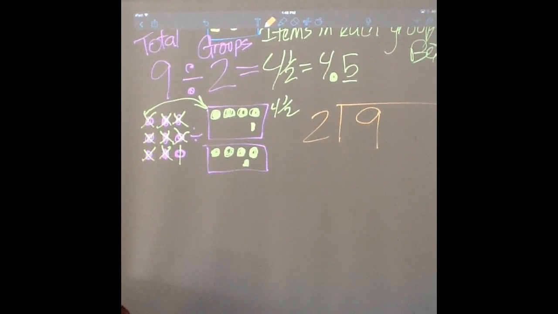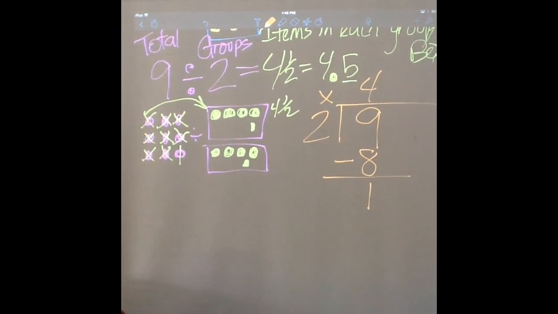How many 2's go into 9? 2 times what would be close to 9? It'd be 4, so 2 times 4 would be 8. Then we do our subtraction, and that leaves us with 1. And that would leave us with the remainder 1.